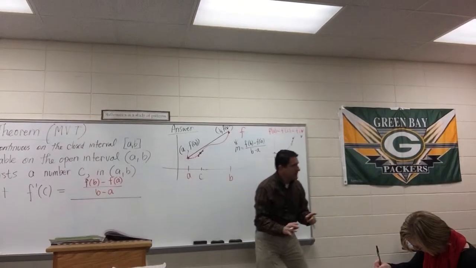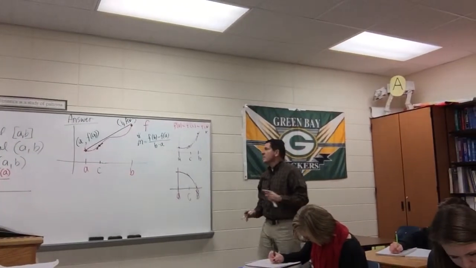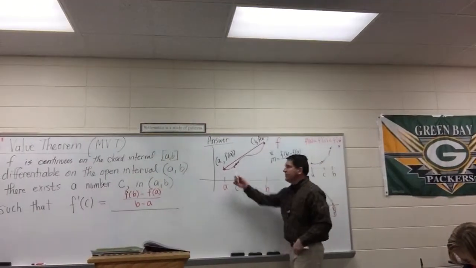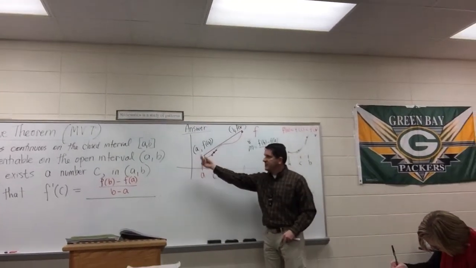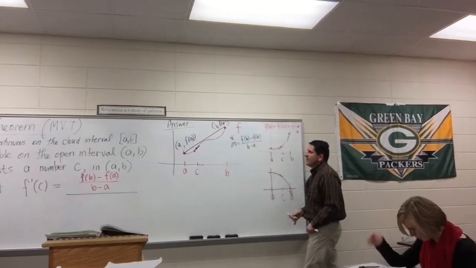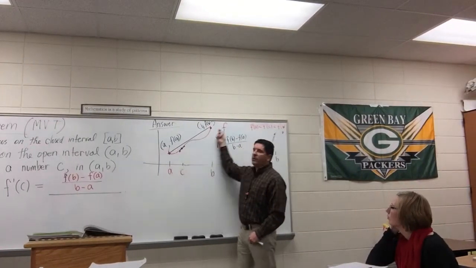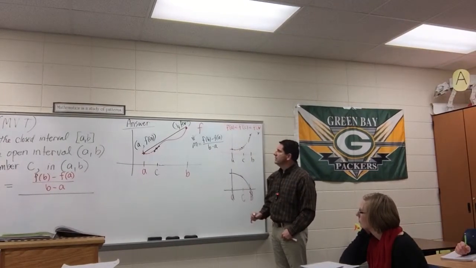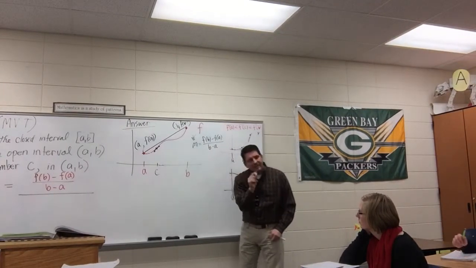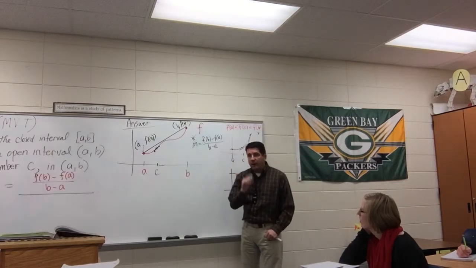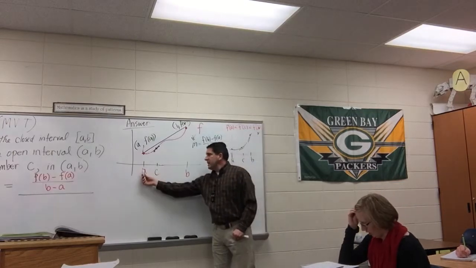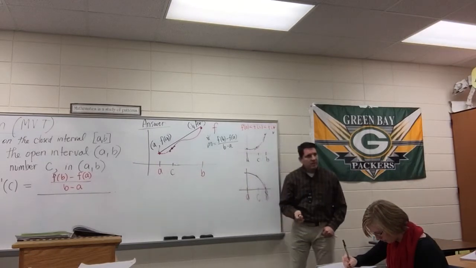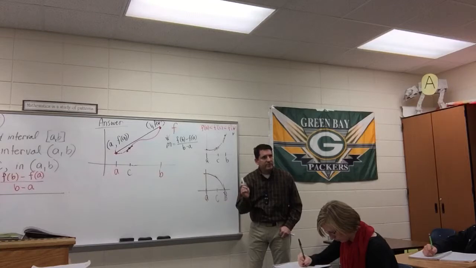Now let me try to explain what's going on here. The mean value theorem says that if you've got this basic function that's continuous and differentiable, and if you find the average slope, then there has to be a point, without a doubt, somewhere in between A and B where the slope is equal to the average slope.